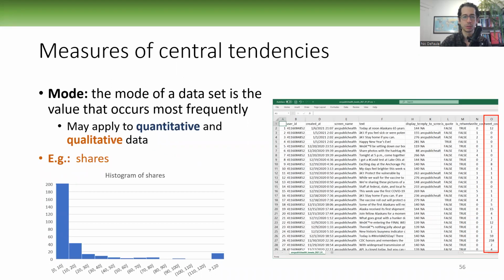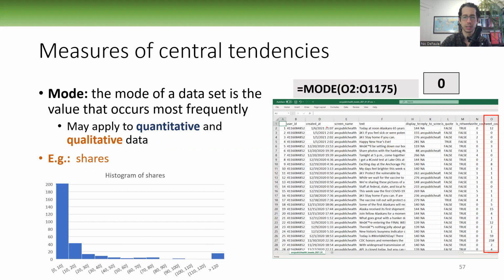So what is the mode regarding shares? What's the value that appears most often? Remember, we examined this in the histogram, but here we cannot really say because the values are in bins. So we don't know the specific value that happens most often. But we can use Microsoft Excel to quickly calculate it.